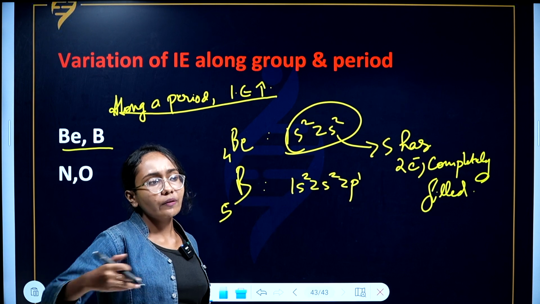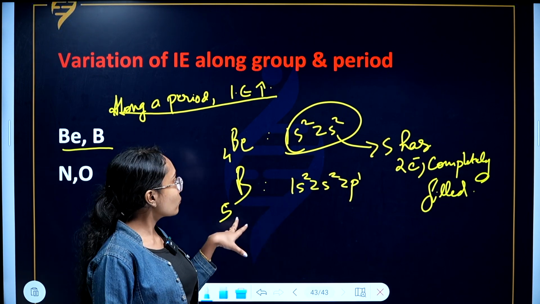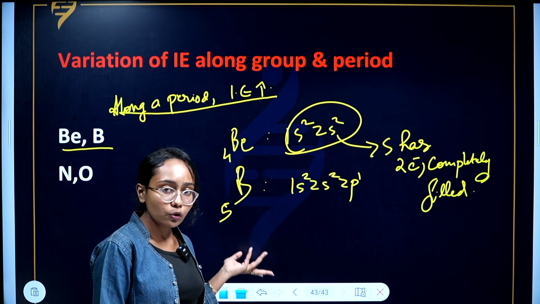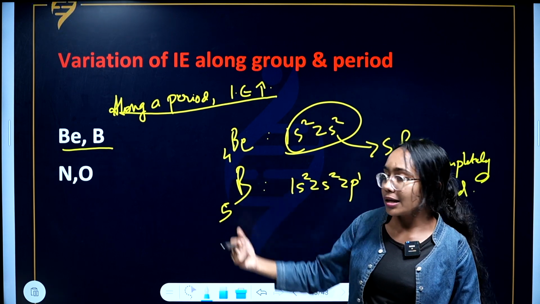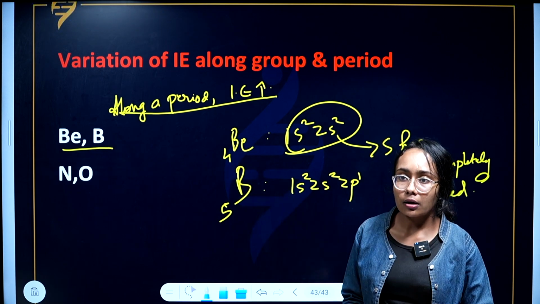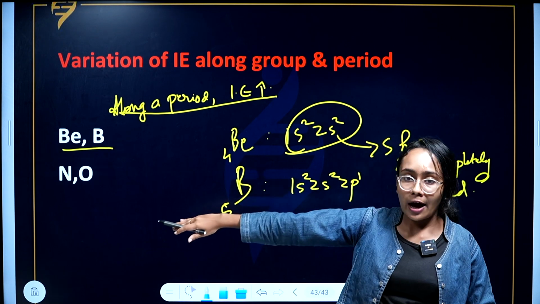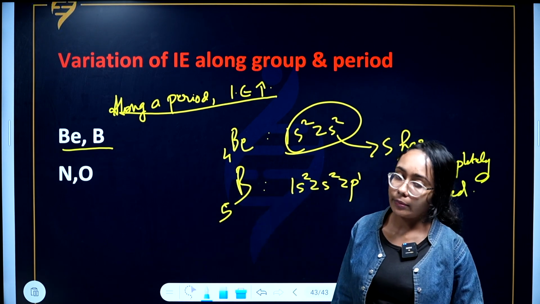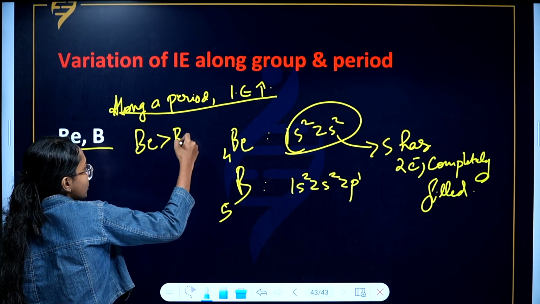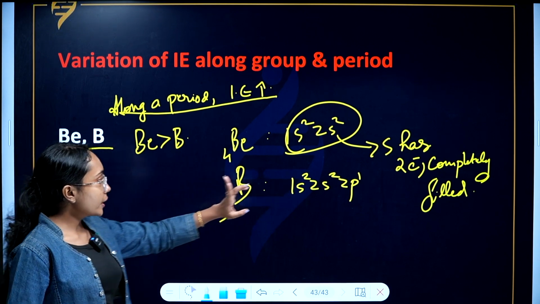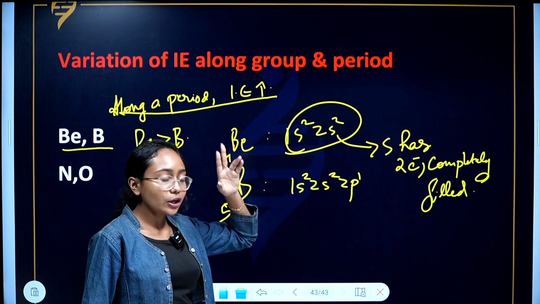Is it easy to remove an electron from a stable species? Is it easy to remove an electron from beryllium, which is more stable than boron? No, never. So whenever an element has a stable configuration, completely filled or half filled, it is going to have high ionization enthalpy. So in this case, beryllium has higher ionization enthalpy than boron, just because of the completely filled outermost electronic configuration.